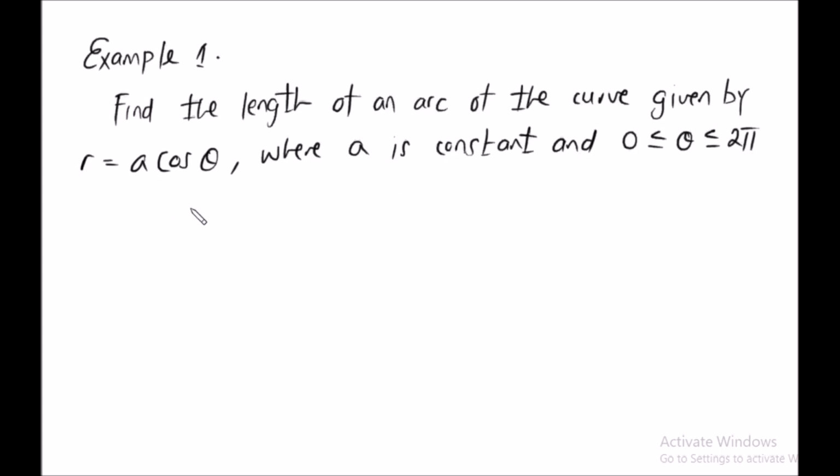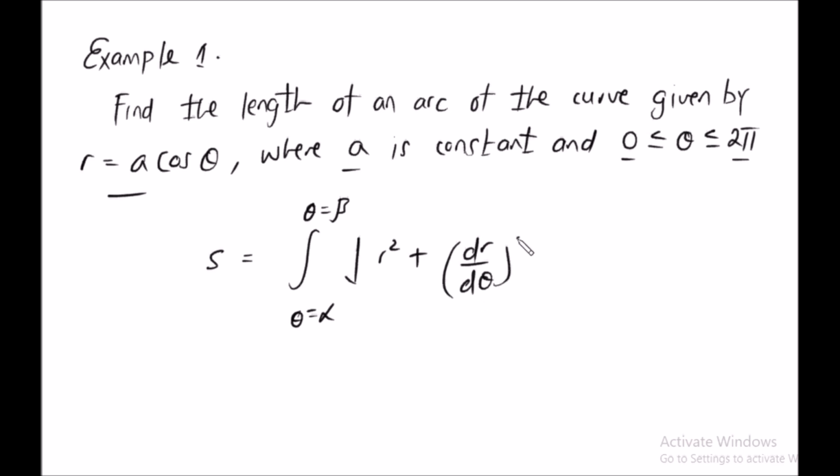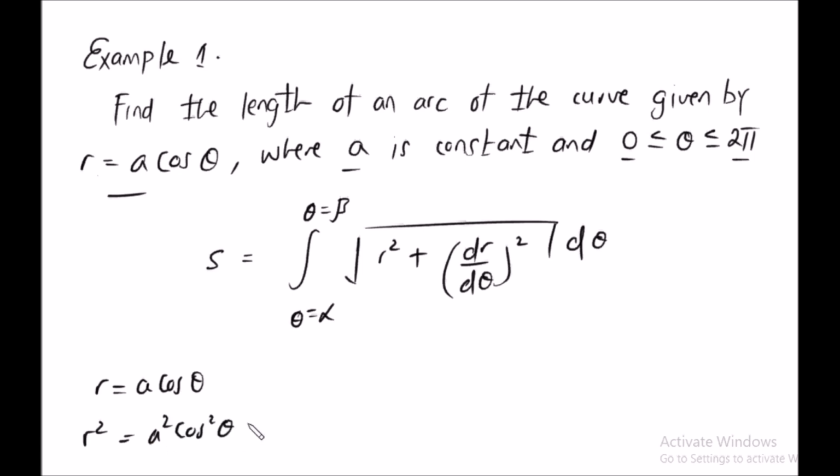Example 1. Anasema find the length of an arc of the curve given by r is equal to a cos theta, where a is constant, theta ranges from 0 to 2 pi. So tumesema s ni sawa na integral from theta equals alpha mpaka theta equals beta of the square root of r squared plus (dr/d theta) squared, integrate with respect to theta. So r ni hiyo a cos theta, manake r squared sasa itakuwa ni a squared cos squared theta.